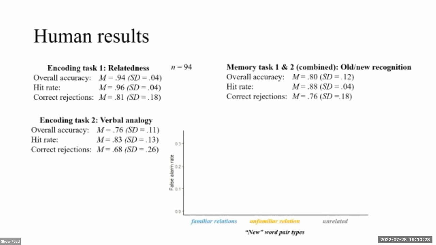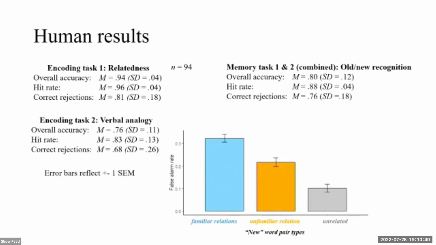But more importantly, what I'm going to plot here is the false alarm rate on those new word pairs, those familiar relations, those involving that unfamiliar similarity relation, and those involving unrelated word pairs. And so here we see that you have a greater false alarm rate for word pairs that are instantiating those familiar relations. Those are the relations that people were exposed to during the prior encoding task, than those involving the unfamiliar similarity relation. And in turn, the word pairs involving any sort of semantic relation, people false alarmed more on those than those involving the unrelated word pairs.